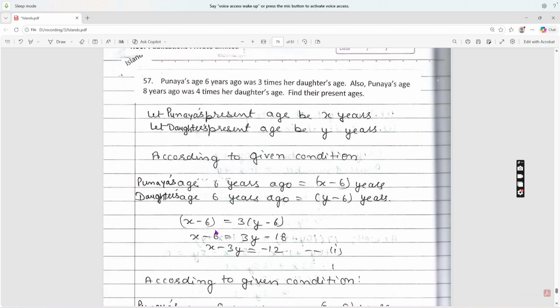Okay, next. Punya's age 6 years ago was 3 times her daughter's age. Okay, now see, let Punya's present age be x years and let her daughter's present age be y years. That I already told you.